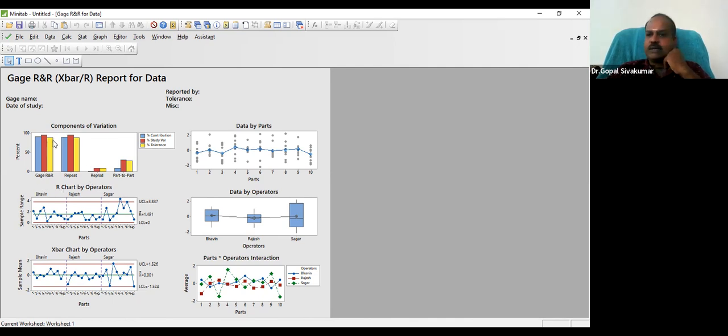So this is a bar chart, and on the x-axis, different types of errors are indicated. Gauge R&R here, repeatability here, reproducibility here, part-to-part variation. Look at the part-to-part variation. Part-to-part variation is small, but error is too high. Is it advisable to proceed with this kind of measurement system?